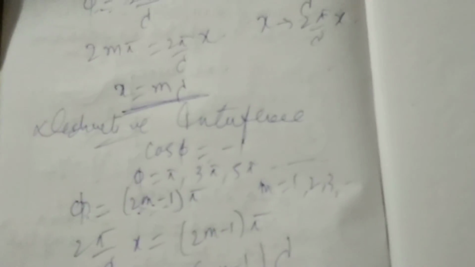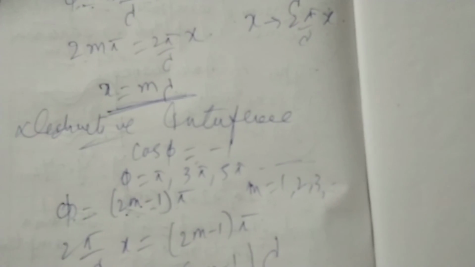Okay, I hope you must have understood this class. For the interference, you must have very well understood, and in the next class we are going to apply this interference formula to the very important part, that is Young's double slit experiment. Thank you for watching.